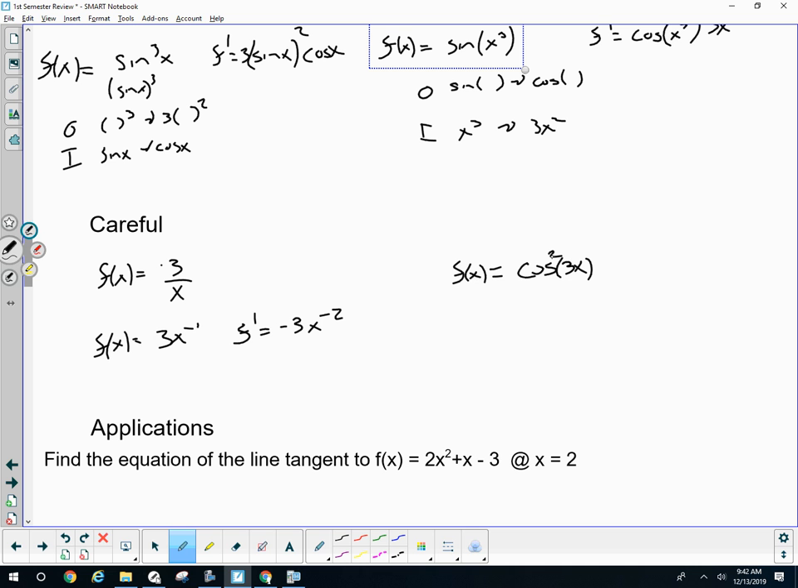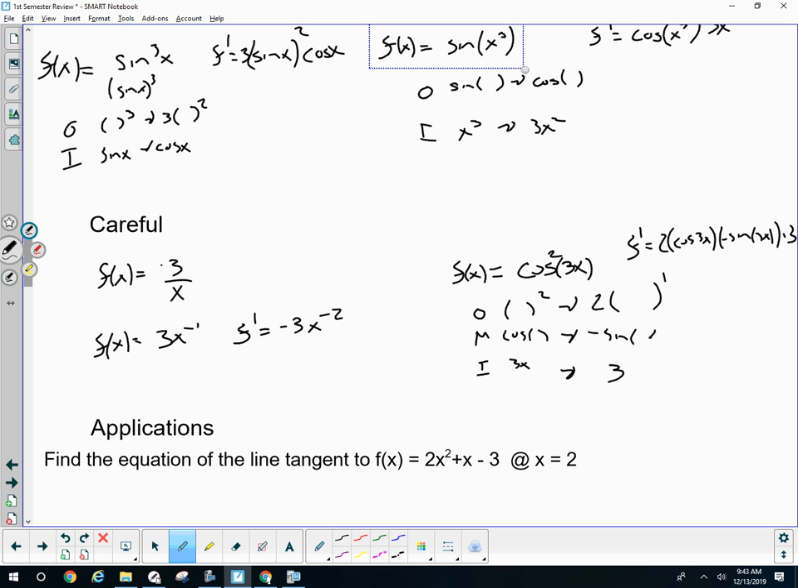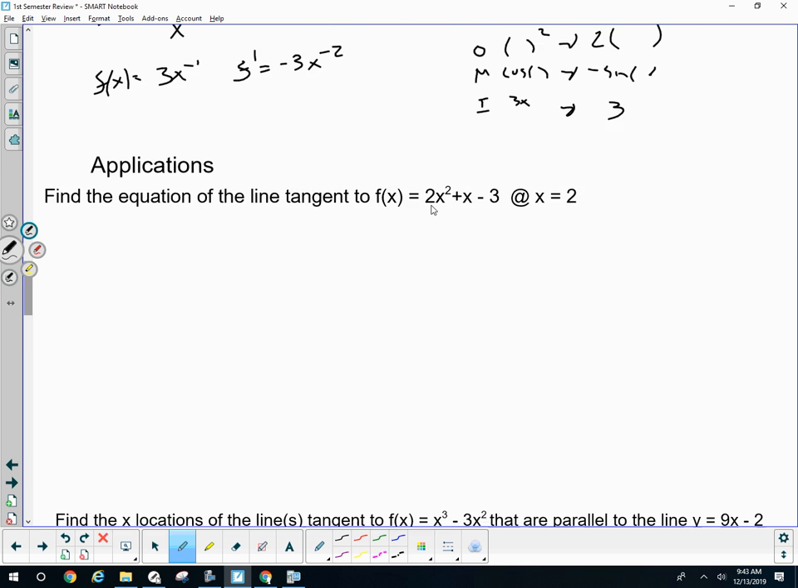Careful with this. Here, this is a composition of 3 functions. It's an outside, a middle, and an inside. The outside would be the square. The middle would be the cosine. The inside is the 3x. You will see compositions of 3 functions on your midterm. We'd have 2 times cos 3x to the first power. We'd have a negative sine, and we'd have 3. So f prime would be 2 cos 3x to the first times negative sine 3x times 3. Outside, middle, inside: work from outside in.